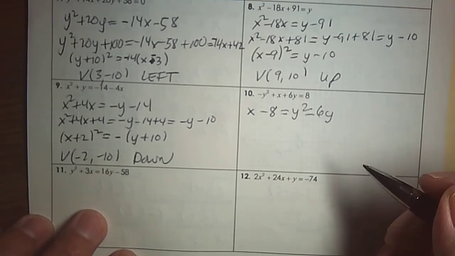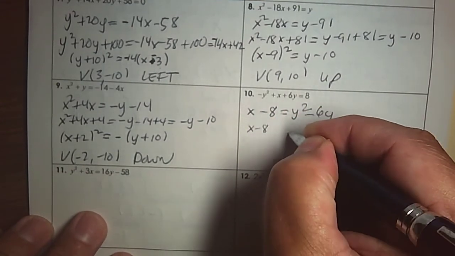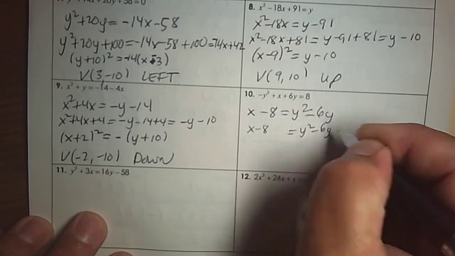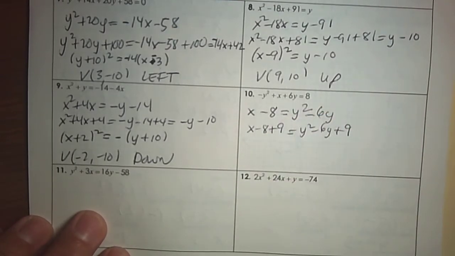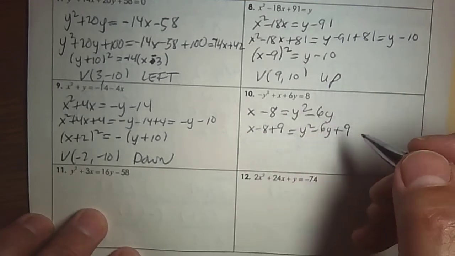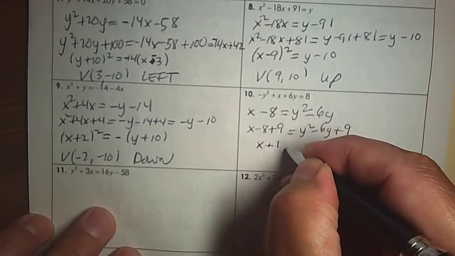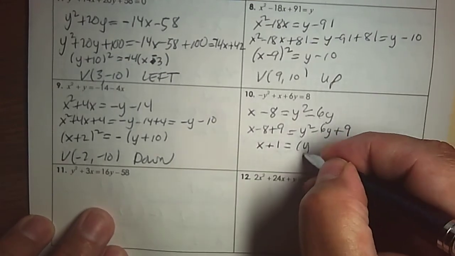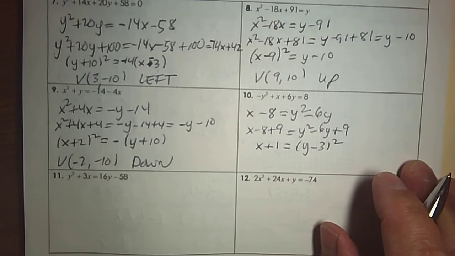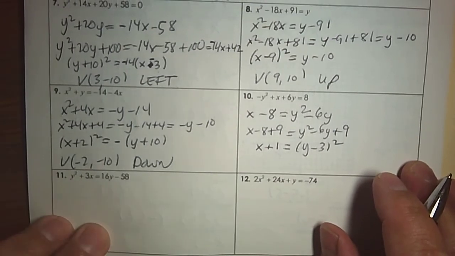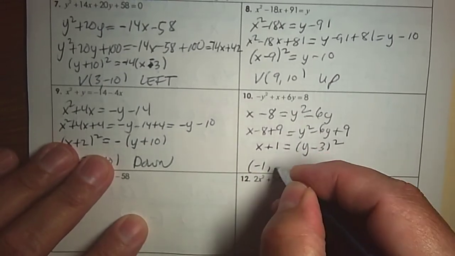Next, I'm going to complete the square. So when I complete the square here, what number gets added? So that number is 9. I'm going to add that to both sides. So to the left and right side. So the left side, if I combine them together, that's x plus 1. And this is y subtract 3 squared. Now that's in the right form. What's the vertex? Negative 1, positive 3.